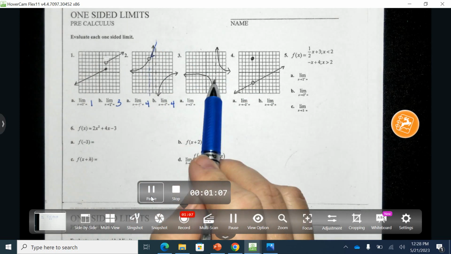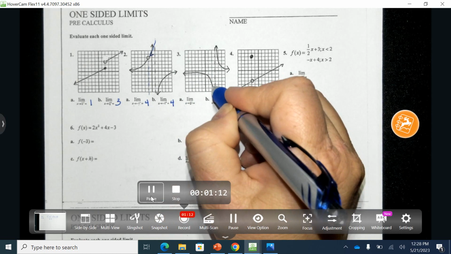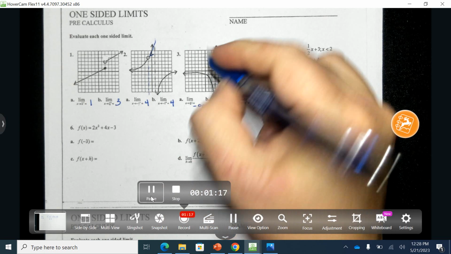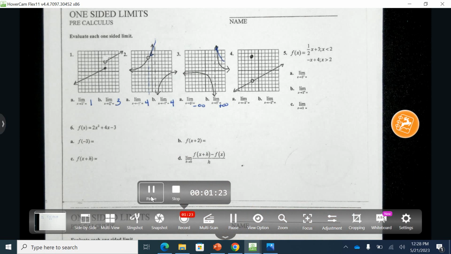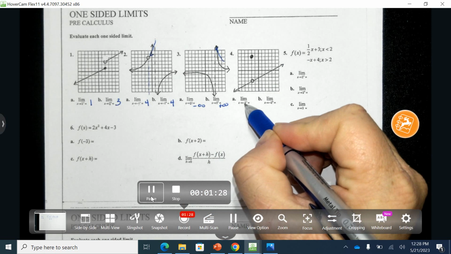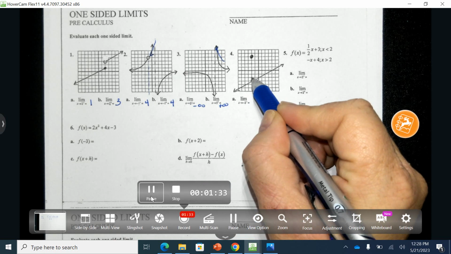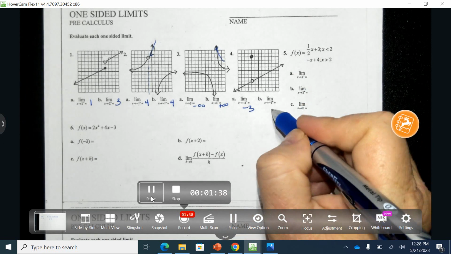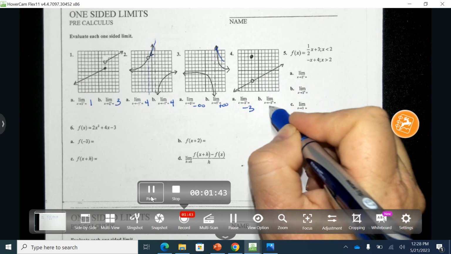Let's look at the graph of number 3. As we approach positive 3 from the left, it is headed to negative infinity. And as we approach 3 from the right, it's headed to positive infinity. Number 4, we can see a hole in the graph. As we approach negative 2 from the left, it is approaching an output value of negative 3. And as we also approach negative 2 from the right-hand side, it is converging on the same point of negative 3.